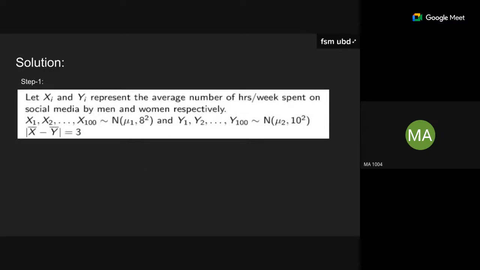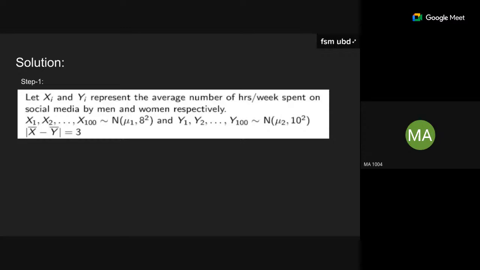So it is given, let us say, as we haven't given you any random variables, so let us fix some random variables. Xi's and yi's represent the average number of hours spent on social media by men and women respectively. So now I have two samples with me. X1 to X100 follows a normal mu1 comma 8 square. This 8 square came from the question only. In the question it is given.